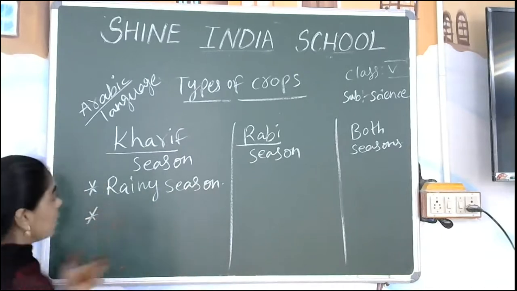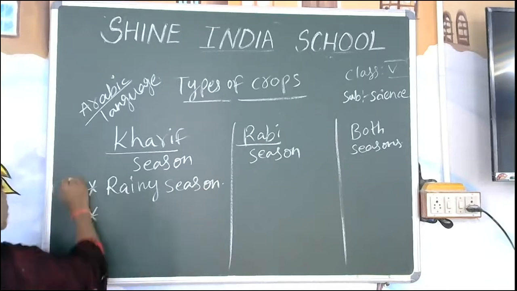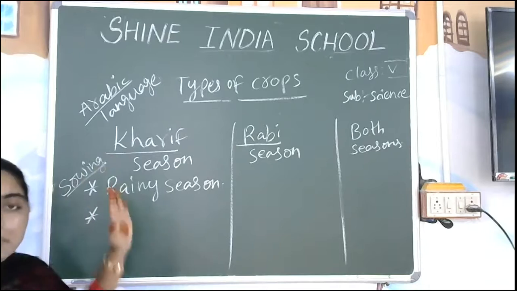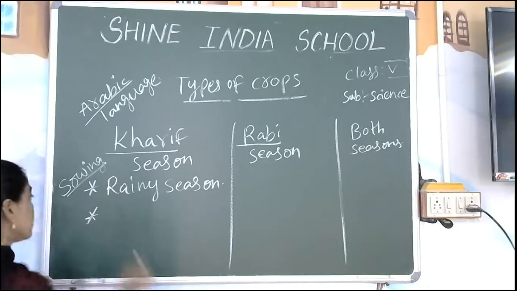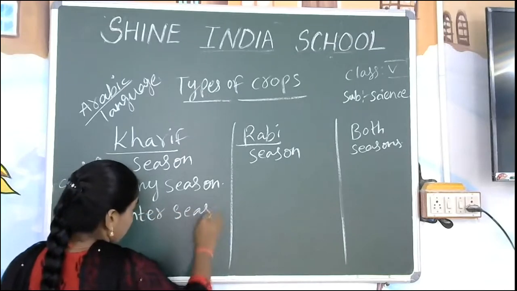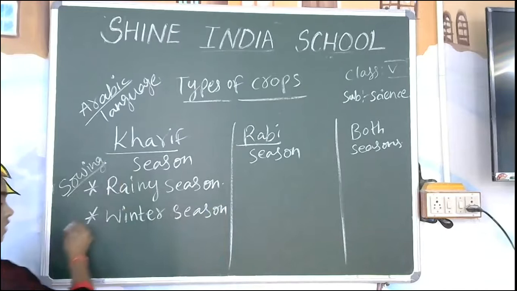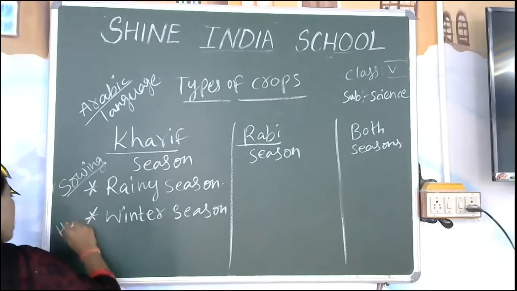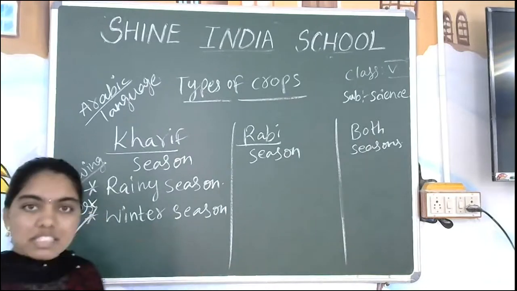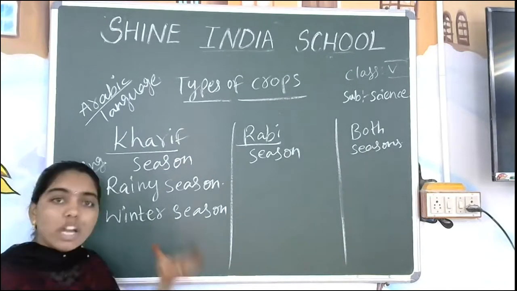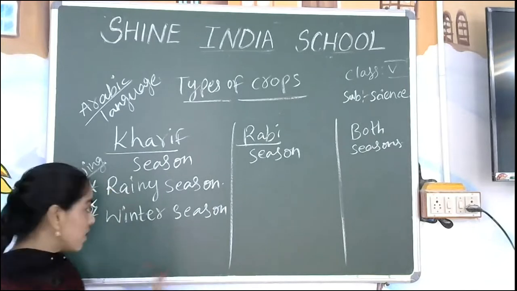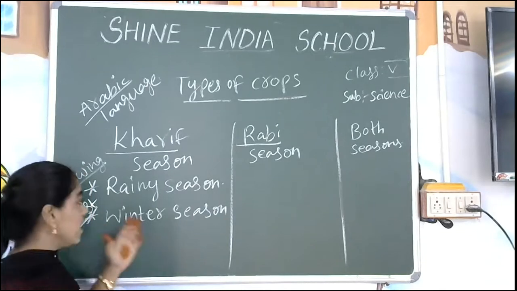First of all, the sowing process is in the rainy season, but they are harvested in the winter season. When are we going to harvest? Yes, we are going to harvest the crop in the winter season, when we sow the crop in the rainy season.